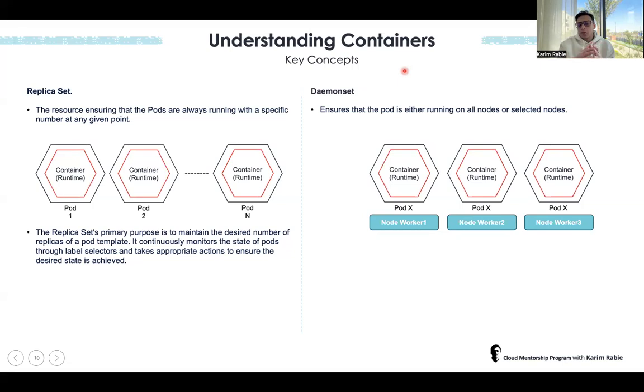And this is very common if there is a function, for example, if you need to collect the logs from all workers, and the one responsible to do that is a specific pod. So you define this pod as a daemon set, and you find this pod deployed on all workers. So container image, container, pod, replica set, daemon set. 5 concepts, 5 foundational concepts.